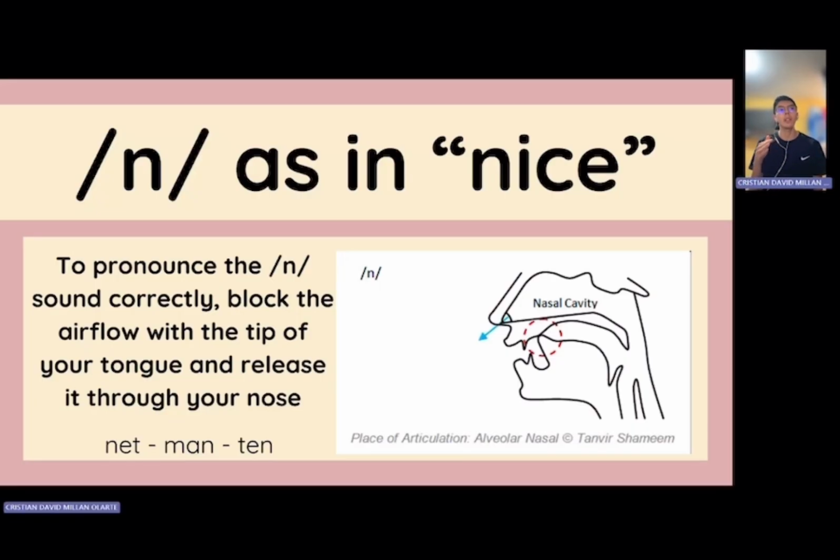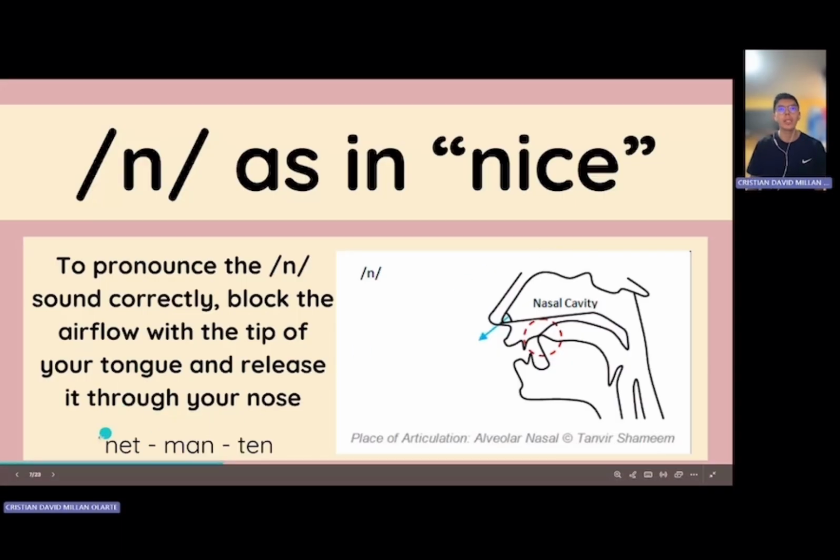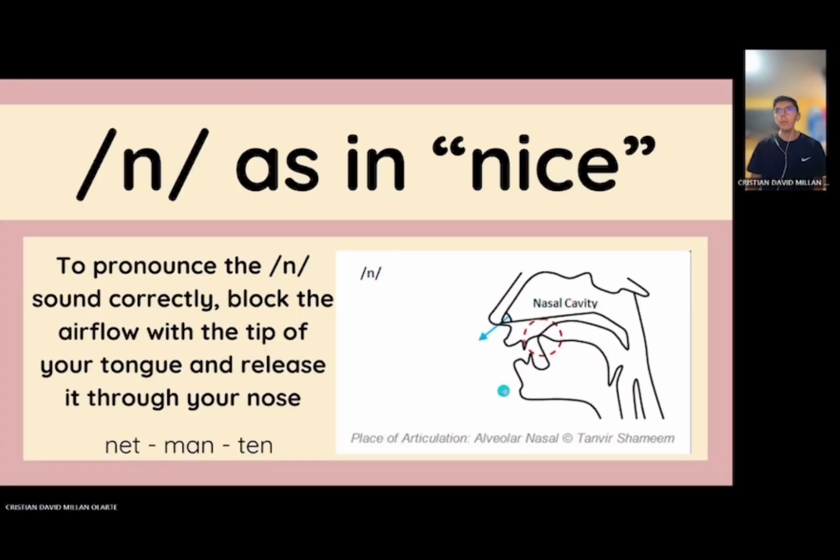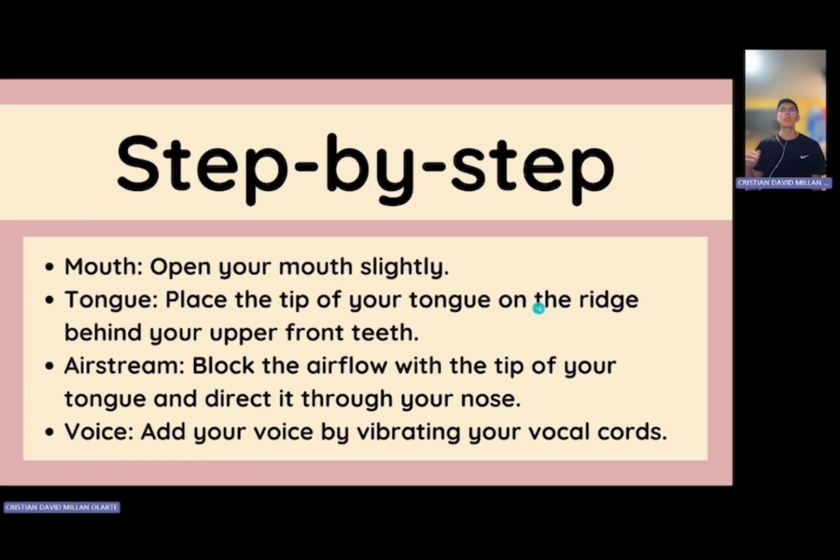So what's the difference? In the N sound you have to block the airflow with your tongue, while in the M sound you have to block the airflow with your lips. That's the difference, okay? So we have here the words net, man, and ten. The place of articulation is alveolar nasal, and we're gonna see how to do it step by step.